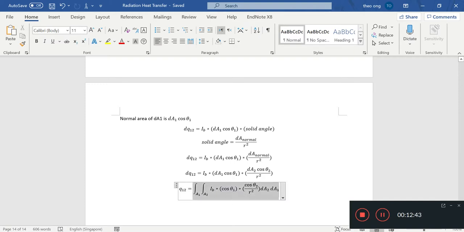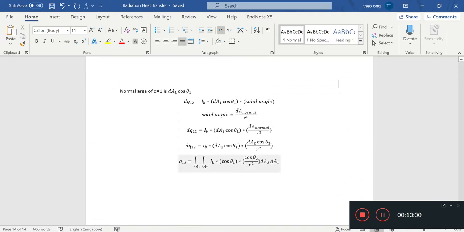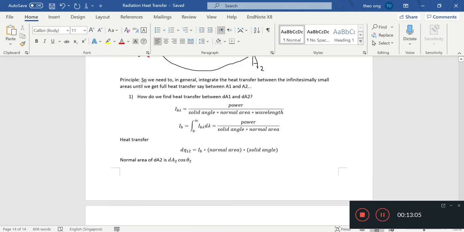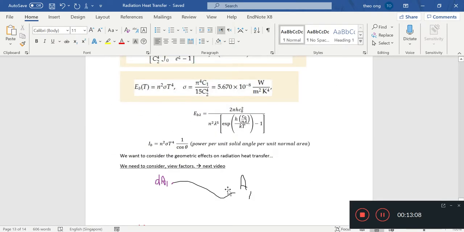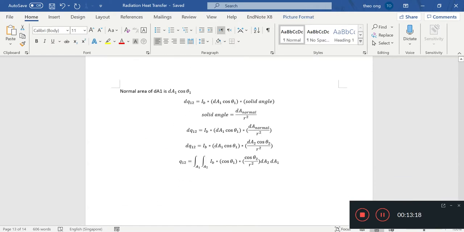But now you can see how the geometry starts to play a role, and how this expression comes about. So we need to do some of these area integrations. I'll see you in the next video. We'll discuss more about this little IB factor, how we can find a suitable expression for it based on EB, based on the temperature, n squared sigma T to the 4th, and how Lambert's cosine law comes into play.